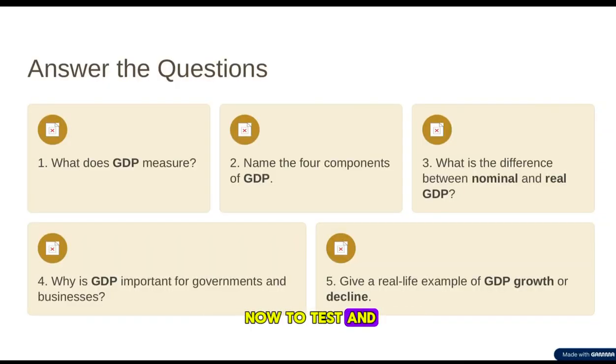Now, to test and strengthen your knowledge, answer the following questions. First, what does GDP measure? Second one, name the four components of GDP. Third one, what is the difference between nominal and real GDP? Fourth one, why is GDP important for governments and businesses? And the fifth one, give a real-life example of GDP growth or decline.